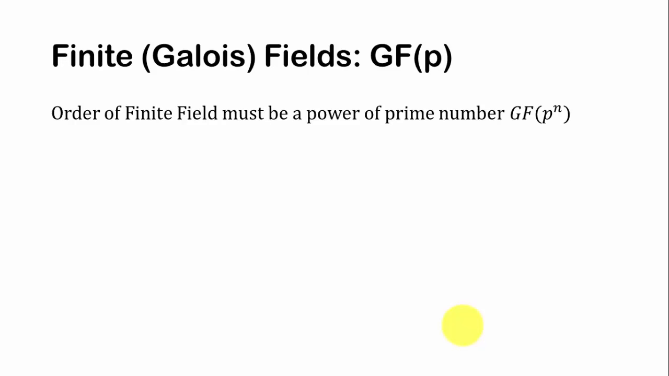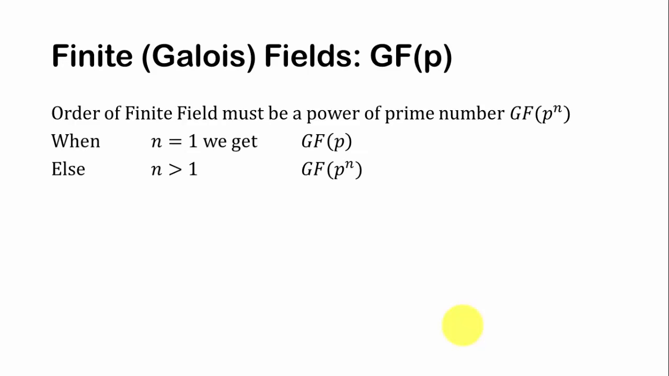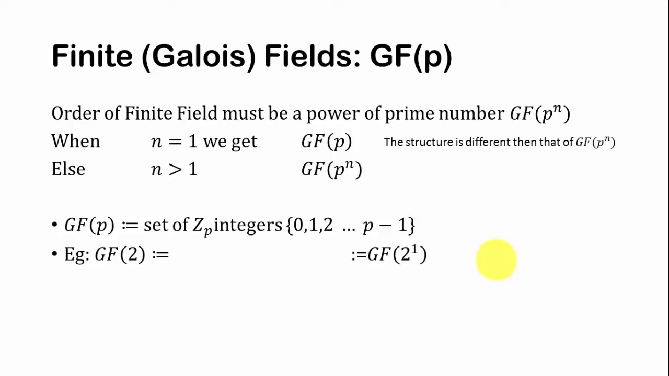GF(p) basically represents a prime number, and it is said that the order of the finite field must be a power of the prime number. Therefore, GF(p^n) is the general field. When n equals 1, we get the Galois field of prime numbers, and when n is greater than 1, then it is the Galois field of p raised to the power n. And we will see that the structure of both of these is quite different.